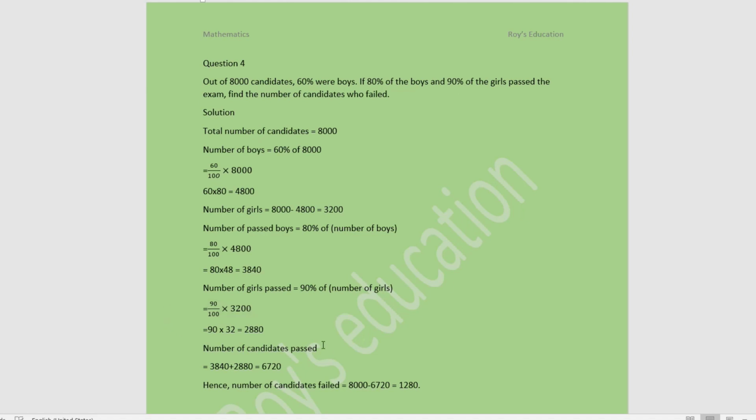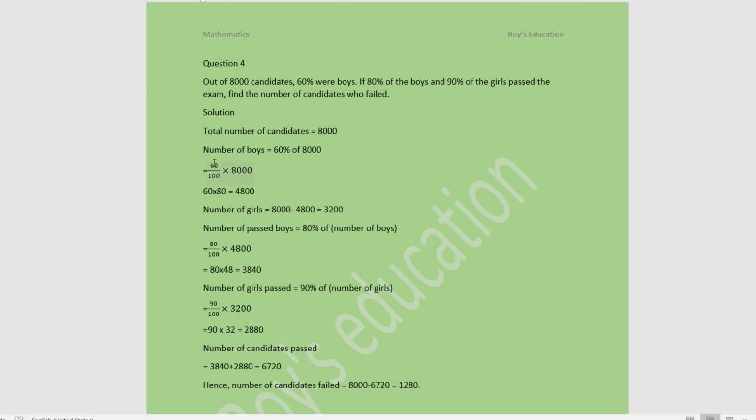Girls: 90% of the girls passed in the exam. So here we already have the number of girls. Number of girls is what? 3200. So 90% of the girls passed. That means 90% of 3200. That means the number of girls who passed in the exam, we are getting 2880.